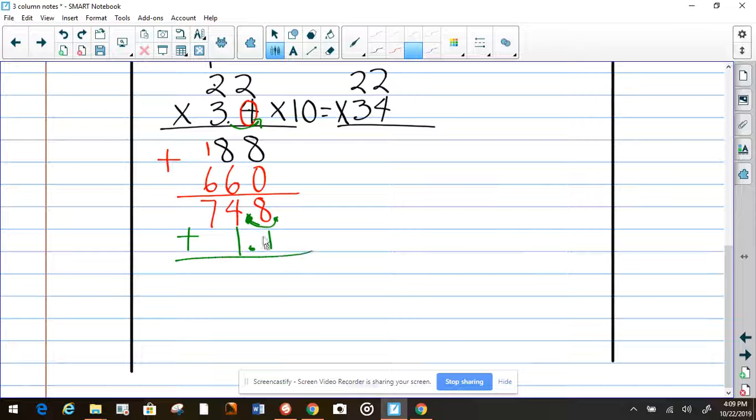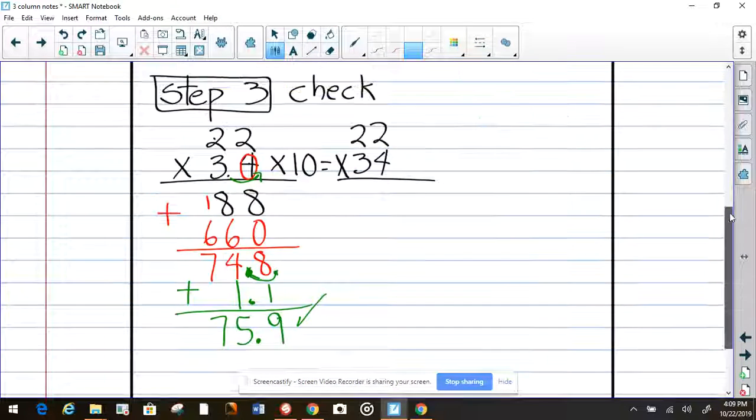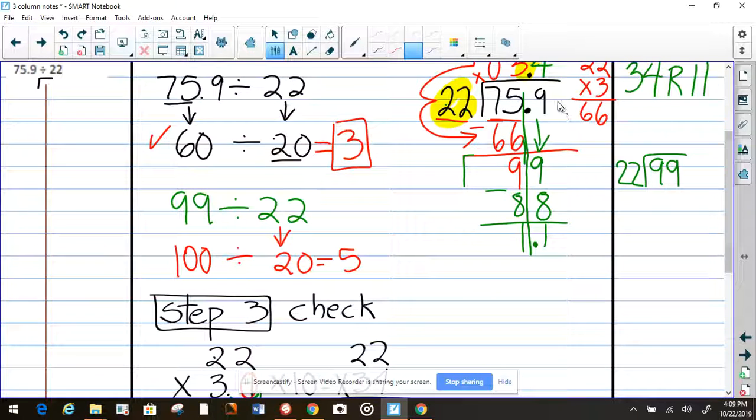1.1. The total should be 8 plus 1 equals 9. Decimal point. 1 plus 4 equals 5, and 7 plus 0 equals 7. So this answer should be the same as the dividend right here, 75.9, and it is correct.